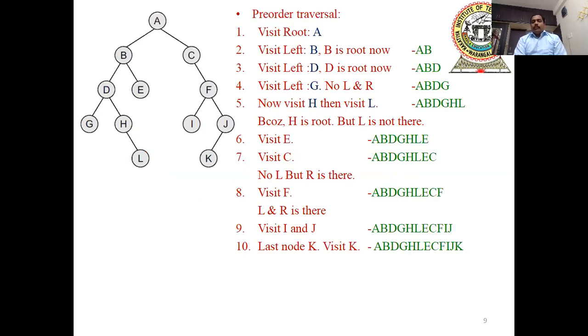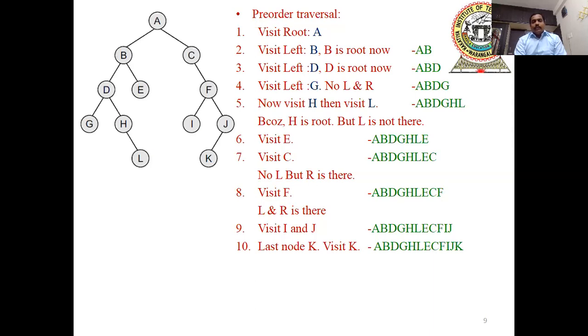So for example, here we will consider this diagram to see how we can perform pre-order traversal. So what is the pre-order traversal technique? Here we have to consider this binary tree for pre-order traversal. First we have to visit the root A. Once root A is visited, then we will go to the left side.